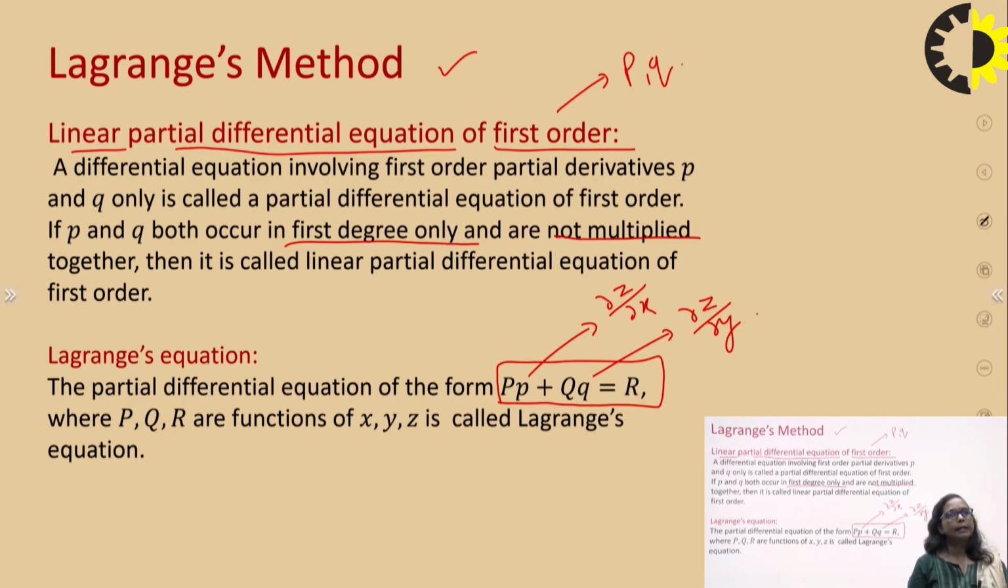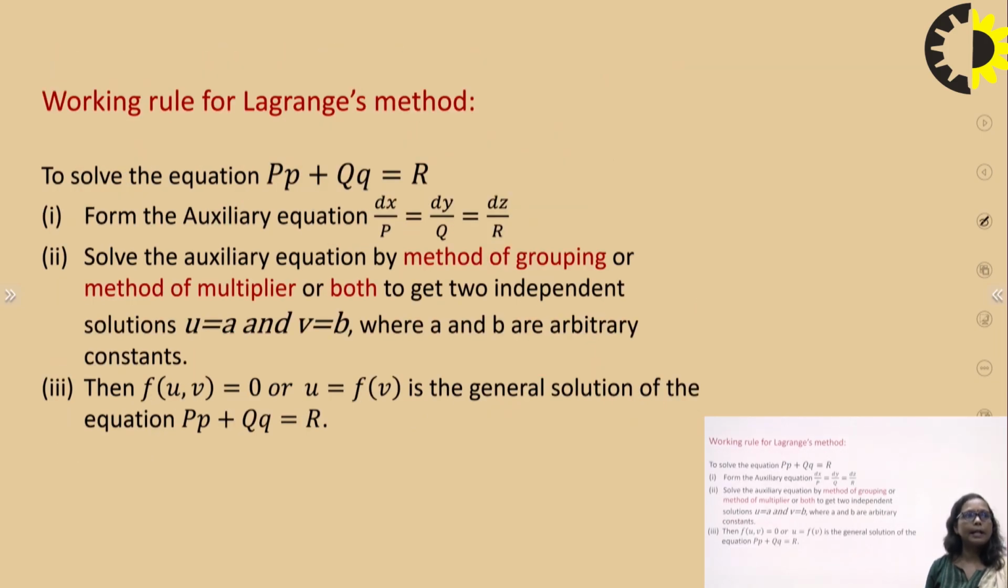So first of all, we discuss the working rule for this Lagrange method. This Lagrange method moves in 3 steps. To solve this type of linear partial differential equation, the first step is to write down the auxiliary equation. The auxiliary equation for the Lagrange method is written in the form dx by capital P is equal to dy by capital Q equal to dz by capital R. After writing this auxiliary equation, we need to solve these equations to find 2 independent solutions.